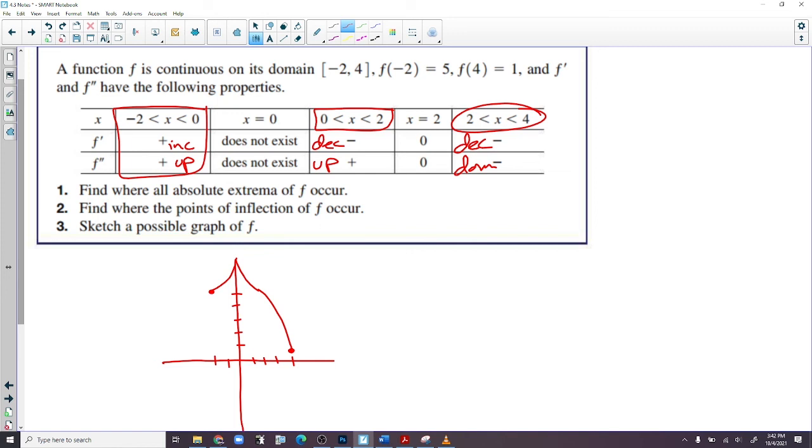Find where all absolute extrema of f occur. So one, we have a maximum at x equals 0 and a minimum at x equals 4. Two, find where the points of inflection of f occur. There's a point of inflection at x equals 2. Three, sketch a possible graph. I did that. That's how I answered 1 and 2.